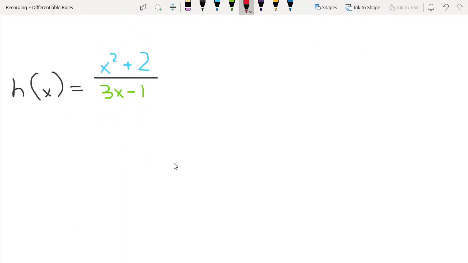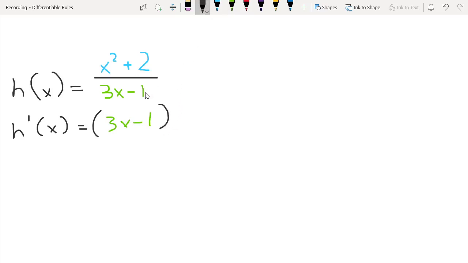So for our first practice problem, we have h of x equals x squared plus 2 all over 3x minus 1. So let's say we're asked to find the derivative of it, so h prime of x. So then what we could do here is apply the equation that we learned from above. And then I'll use the saying here. So what we have to do first is find the low. So low, which is in this case 3x minus 1. So I'll write in parentheses 3x minus 1.